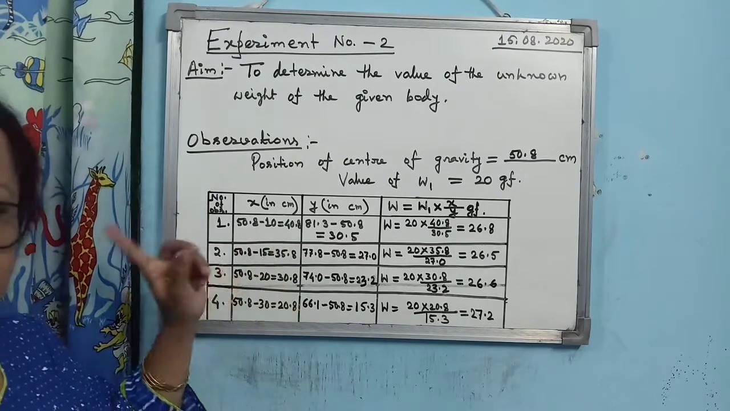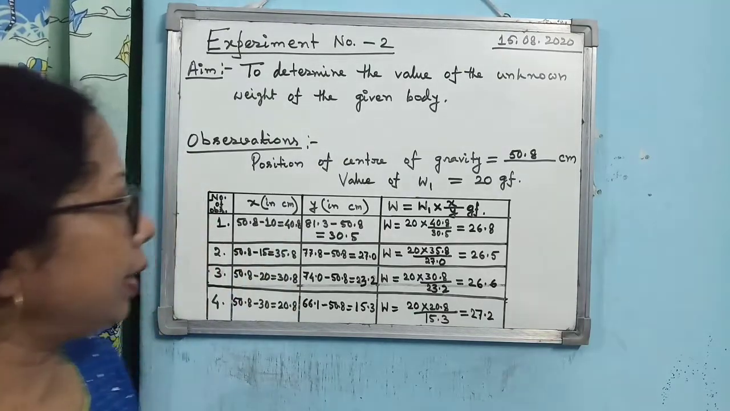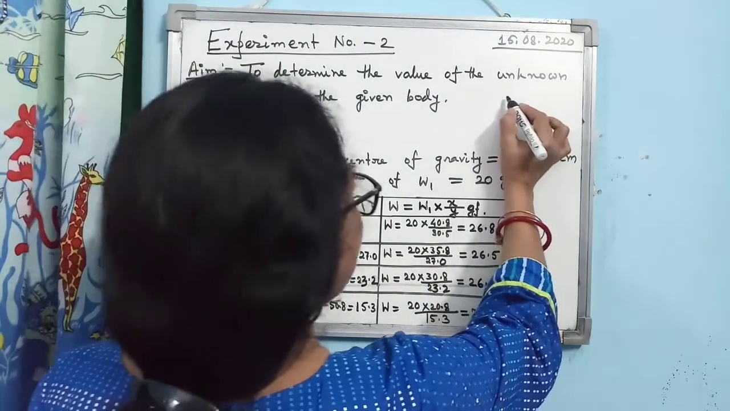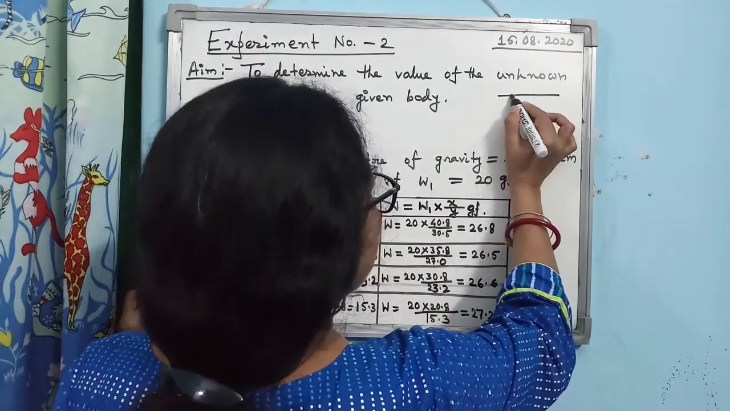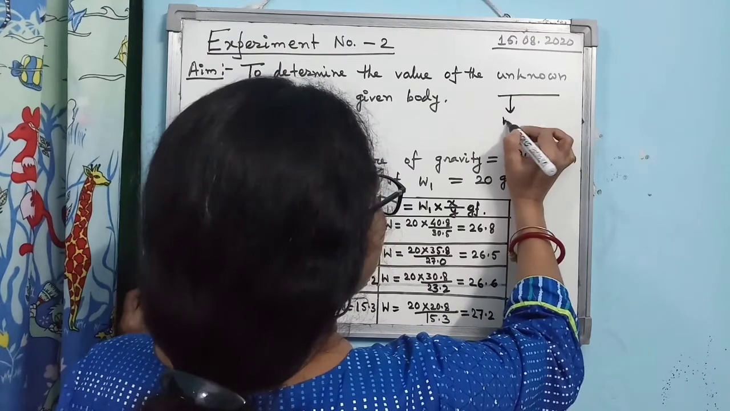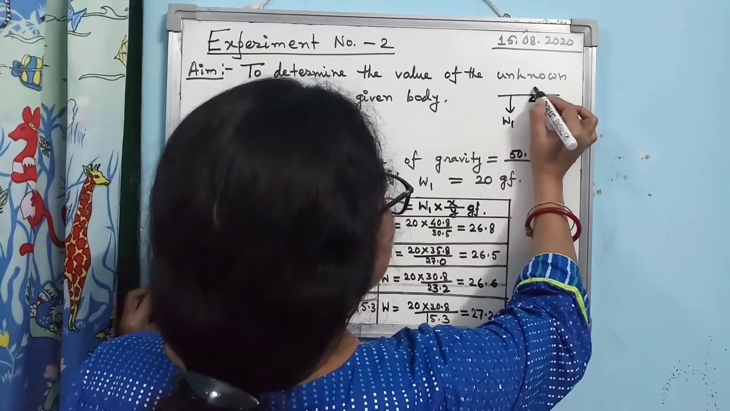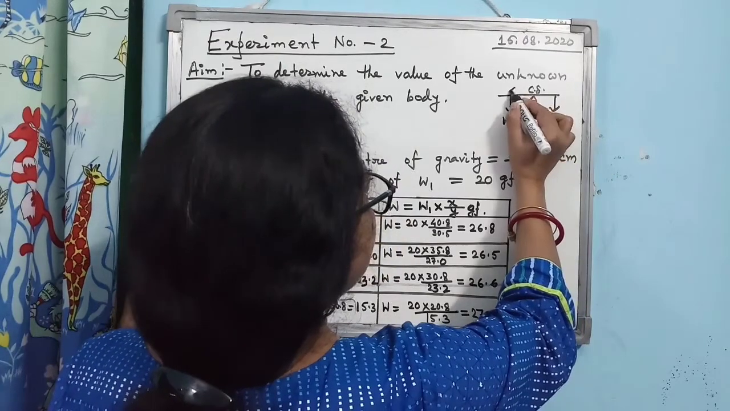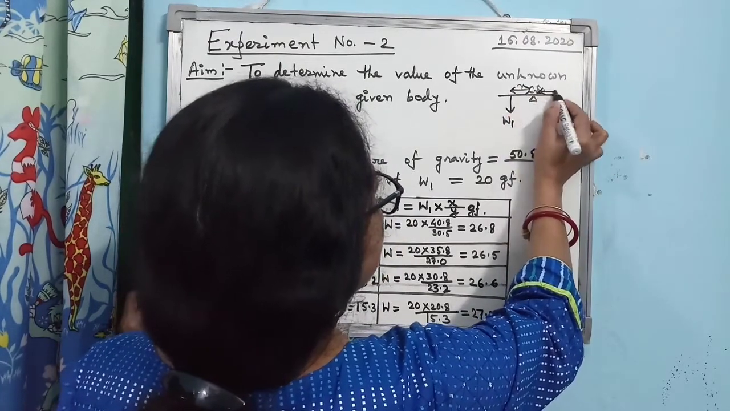So you see girls, I have noted down in the observation table here x in centimeter, the way as I said while demonstrating the experiment. Then this part you do not write, I am showing it just for clarification: suppose you are suspending W1 here, and here is the center of gravity and this is the unknown weight W. Then this is x and this is y.